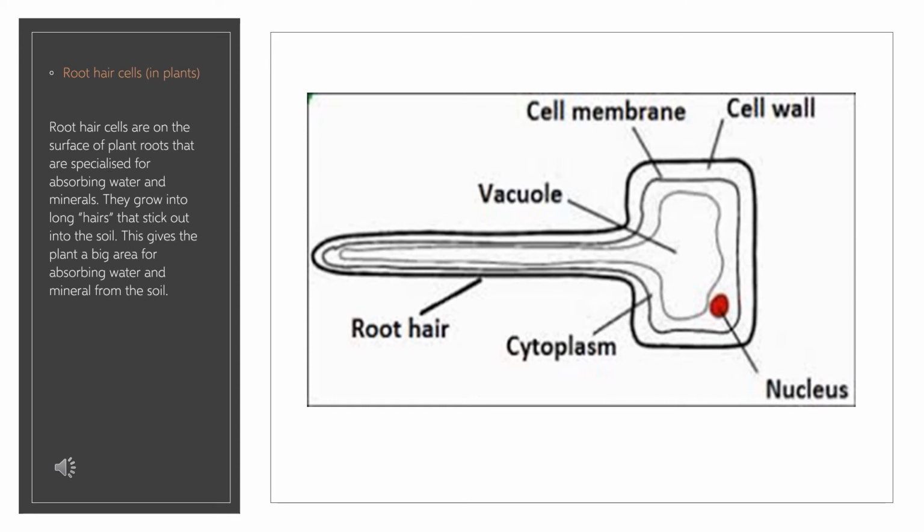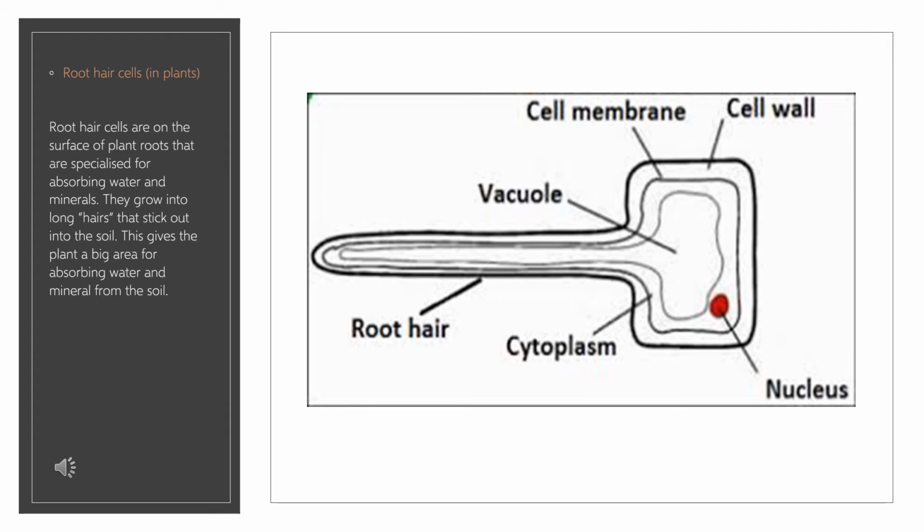Okay guys, and now we have the root cells in a plant cell. Root hair cells are on the surface of plant roots and specialized for absorbing water and minerals. They grow into long hairs that stick out into the soil. This gives the plant a big area for absorbing water and minerals from the soil.